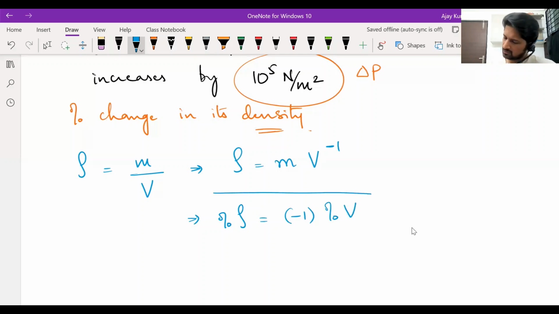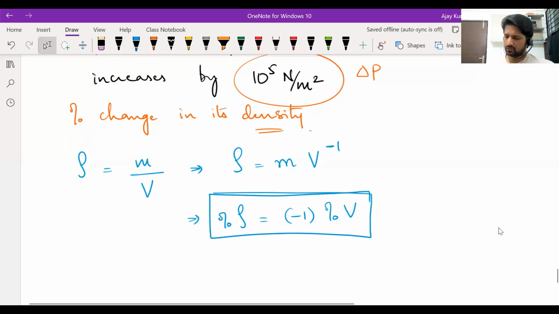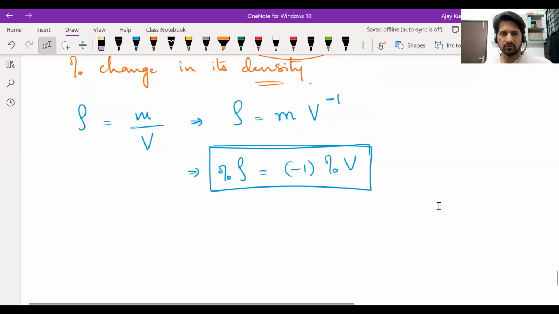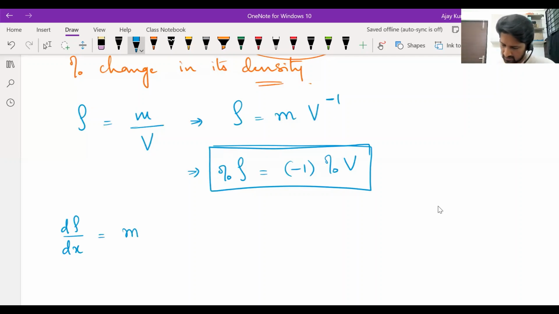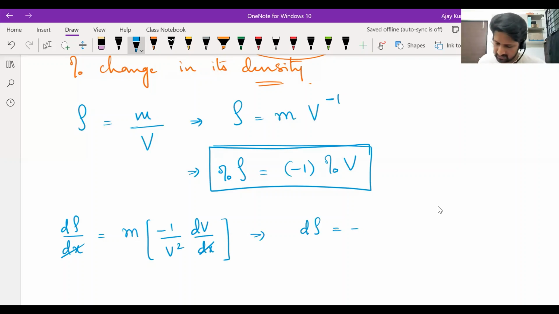Now, in case you don't know how this is derived, you can do it this way. As I said, to relate small changes, you can use differentiation. Rho is m by v. Differentiate both sides, with respect to some unknown variable x: d rho by dx equals m times the derivative of 1 by v, which is -1 by v square dv by dx. Now you can cancel dx. That's why it doesn't matter with respect to what you differentiate. You can write this as d rho is minus m dv by v square.